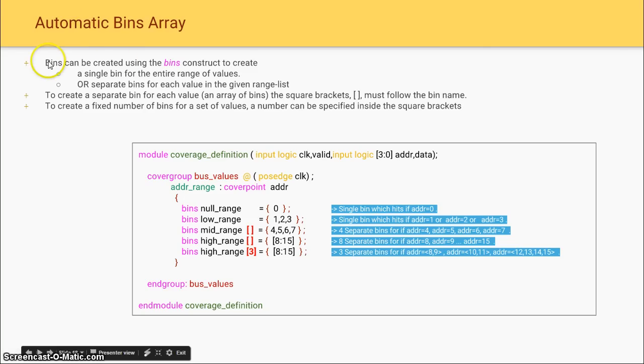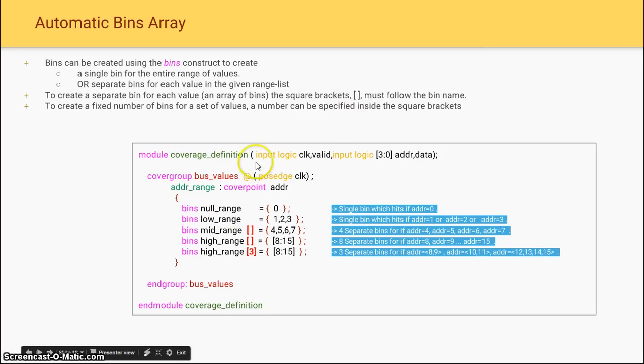Automatic bin array. So you know that bins can be created using the SystemVerilog keyword bins, and they can be created in two ways. Either you can create a single bin for the entire range of values given in the list, or you can create separate bins for every value given in the list. To create a separate bin for every value, you need to give an empty square bracket before listing the values. And in order to fix the number of automatic bins created, you can give a number within the square bracket. So this will be more clear when we go through the example here.